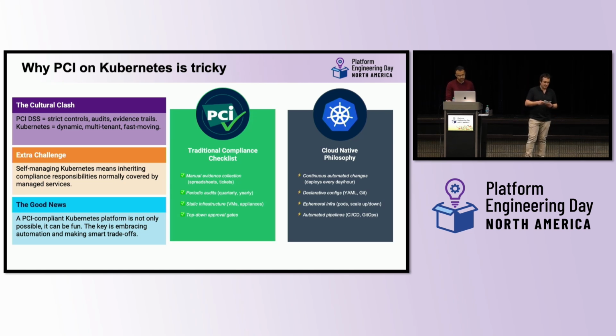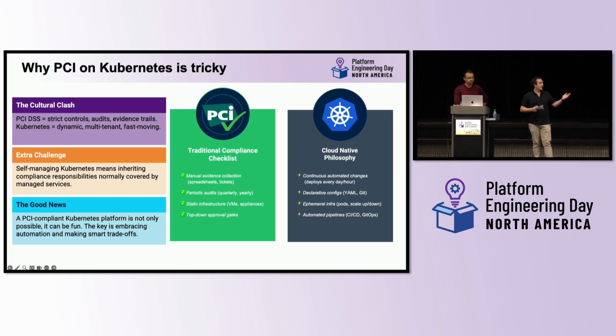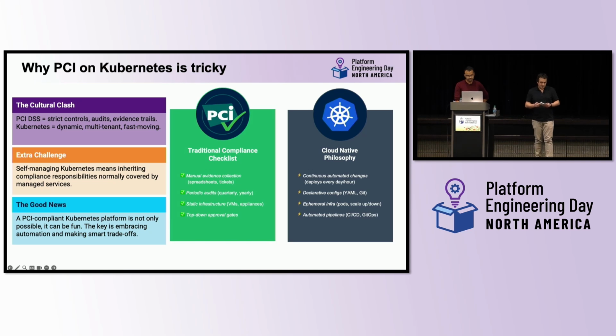Taking another example, the PCI traditional compliance checklist traditionally has static infrastructure with static access control rules, and then comparing it to cloud native, we have ephemeral infrastructure, both for pods, but also for nodes that can dynamically scale up and down. So combining all of that gives us an environment where we have to balance the compliance requirements with the agility that Kubernetes traditionally gives us. We have an extra challenge in our case.